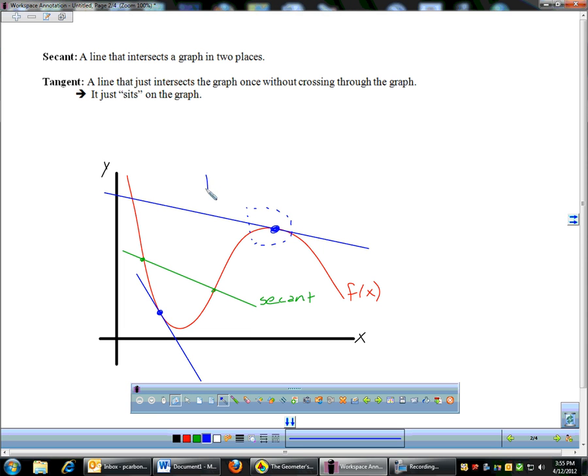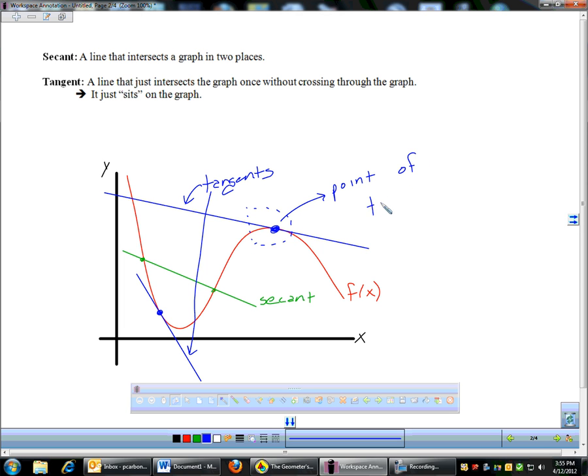So these blue lines are tangents, right there and right there. Those are tangents. And this point right here is what you call the point of tangency. It's where the tangent hits the curve, the point of tangency. And what we're going to focus on is finding the slope of that tangent.